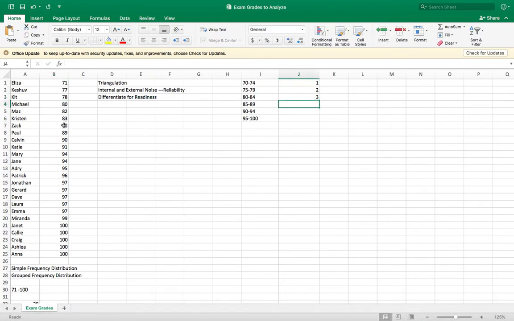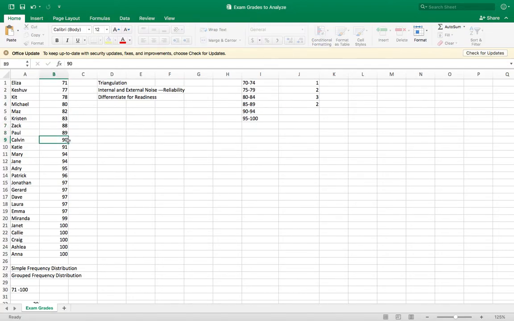And as I'm doing that, I'm thinking 80 to 84. We got Michael, Maz, and Kristen, right? That should be telling me something. You can be thinking about those students. You can be triangulating, considering what their other data has shown. Okay, 85 to 89. We've got Zach and Paul, so that's just 2.